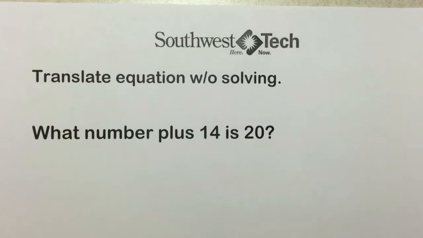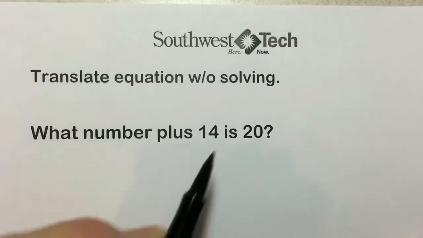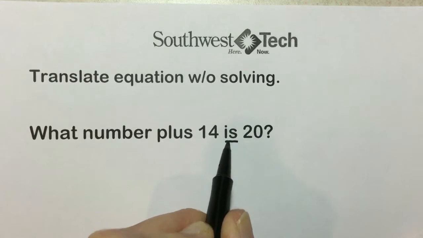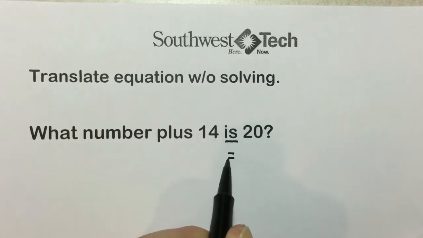This first example states, what number plus 14 is 20. So similar to translating algebraic expressions, we're going to do the same, with the exception that we have the verb is, which is going to translate into equals.